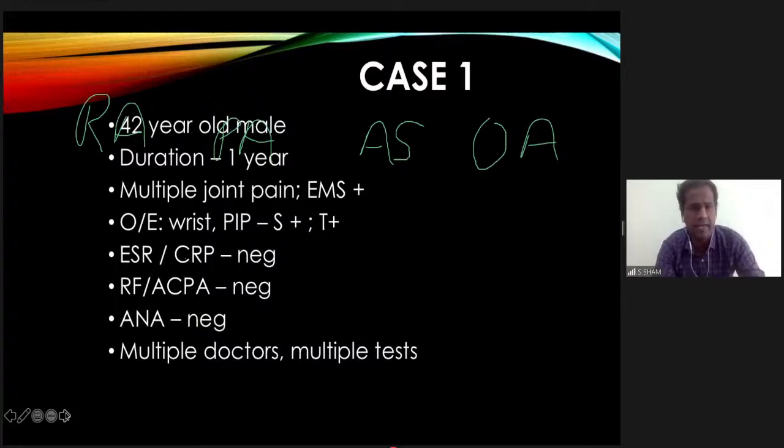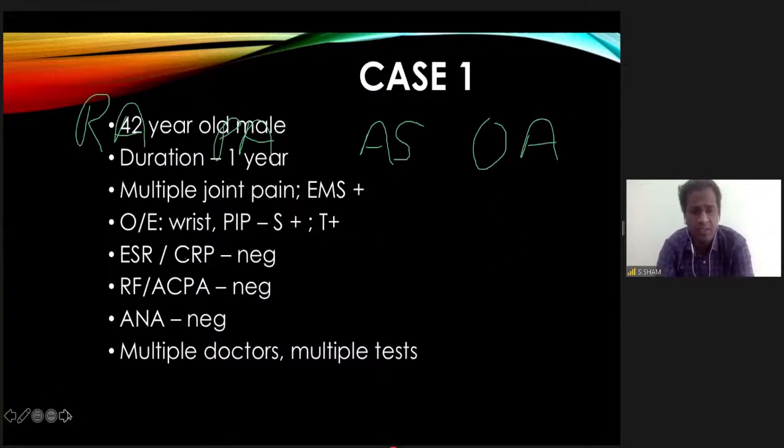So here we had a young male who had a typical inflammatory polyarthritis, but his inflammatory markers were negative: rheumatoid factor, anti-CCP, ANA, everything were negative. He had gone to multiple doctors. Everybody told he doesn't have an inflammatory arthritis. So anybody wants to share the views, maybe you can put it in the chat box. Anybody wants to comment on this, you can.